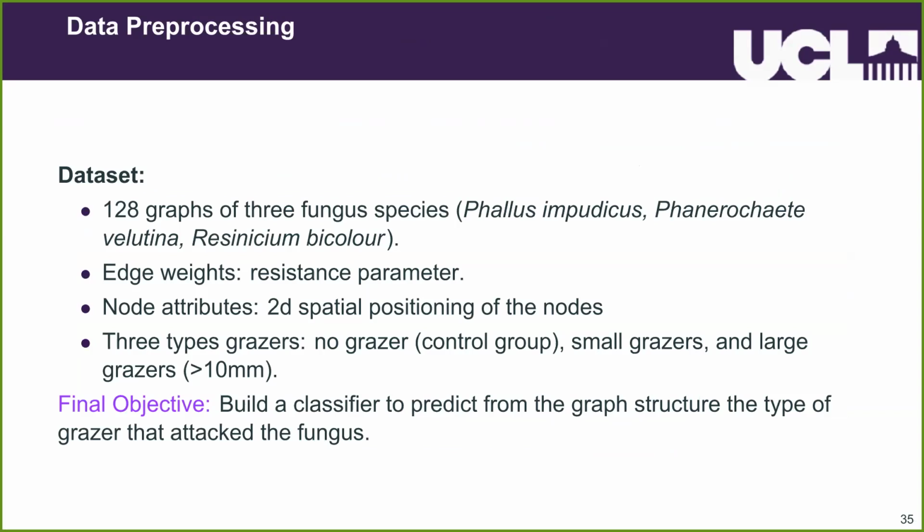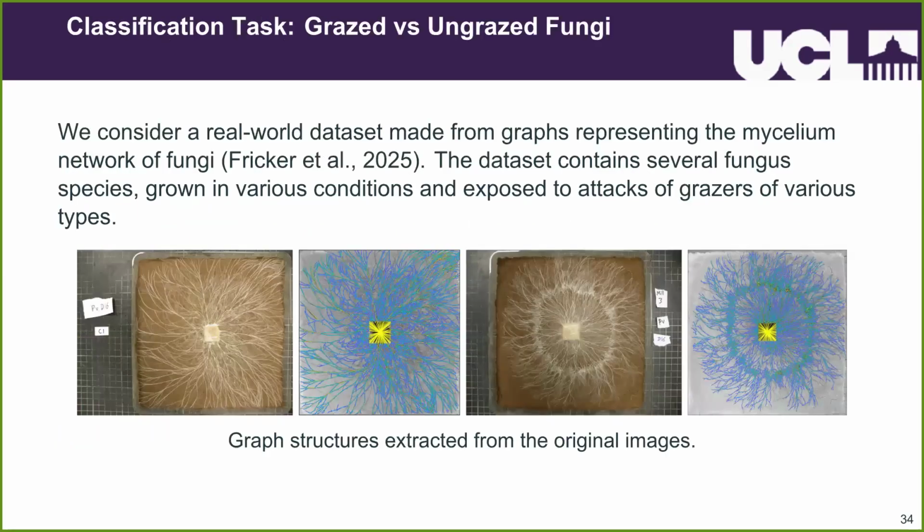So how does the data look? There are 128 graphs of 3 different fungus species. As edge weights, they have a resistance parameter. It is also important to mention that you can encode weights on your graph and account for those weights when you build the persistent diagram. So somehow take those into account when you do the coarsening procedure. The node attributes are 2D spatial nodes. This is beautiful because you can consider them almost as 2D for real. So you can really forget about the width of this because they're almost flat.